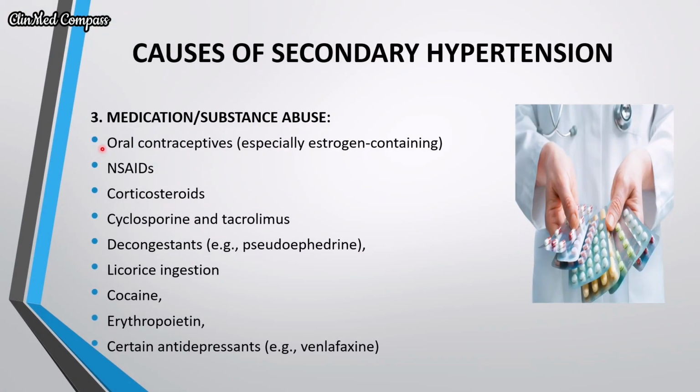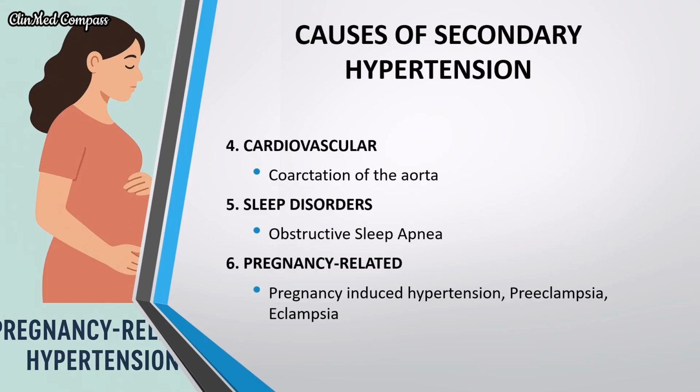Certain medications are also culprits of secondary hypertension. Oral contraceptive pills, especially estrogen-containing pills, non-steroidal anti-inflammatory drugs, corticosteroids, cyclosporine, decongestants like pseudoephedrine, licorice ingestion, cocaine, erythropoietin, and certain antidepressants like venlafaxine. Other causes of secondary hypertension include coarctation of the aorta, sleep disorders like obstructive sleep apnea, or pregnancy-related hypertension, pregnancy-induced hypertension, preeclampsia, and eclampsia.